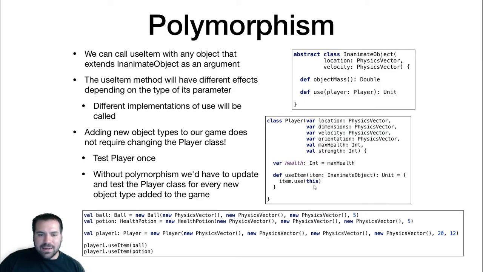With this design, I can test player once, and then as I expand my game for the player to be able to use and interact with all kinds of different objects, I don't have to retest the player class. As long as I test once and make sure that I have some test cases where the use item method is called with any inanimate objects, and making sure that the use method is called, I'm testing player once and then calling it good.